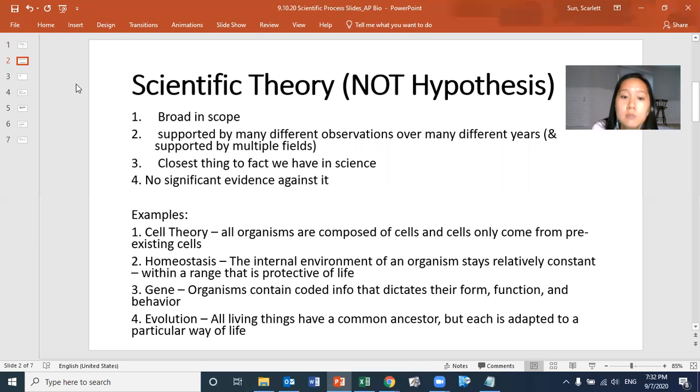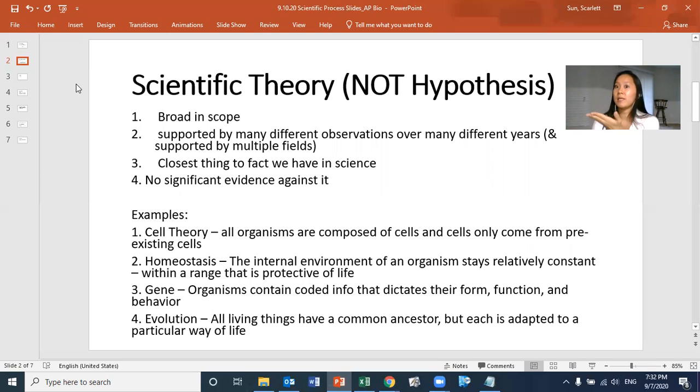Gene theory is organisms contain coded info that dictates their form, function, and behavior, right? We all know what DNA is at this point, right? Those are our genes. Bacteria have DNA, or they have genes. Plants have DNA, they have genes, right? Some organisms don't have DNA, but they have RNA, but those are also their form of genetics, right? Without this kind of code of life, the thing is not alive, right? For example, rocks don't have DNA. Rocks don't have RNA either. They're not alive. They're abiotic. They were never alive. Okay.